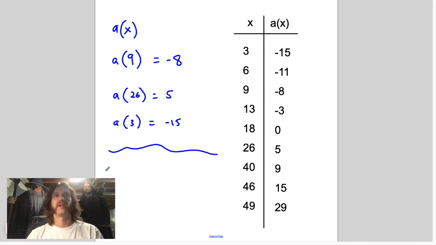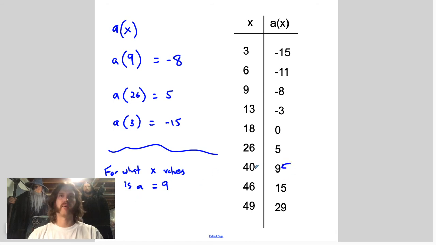Similarly, you could say, for what x values is A equal to 9? For what x value is A equal to 9? Well, when is A equal to 9? Oh, it's equal to 9 right there. What x value? X equals 40.